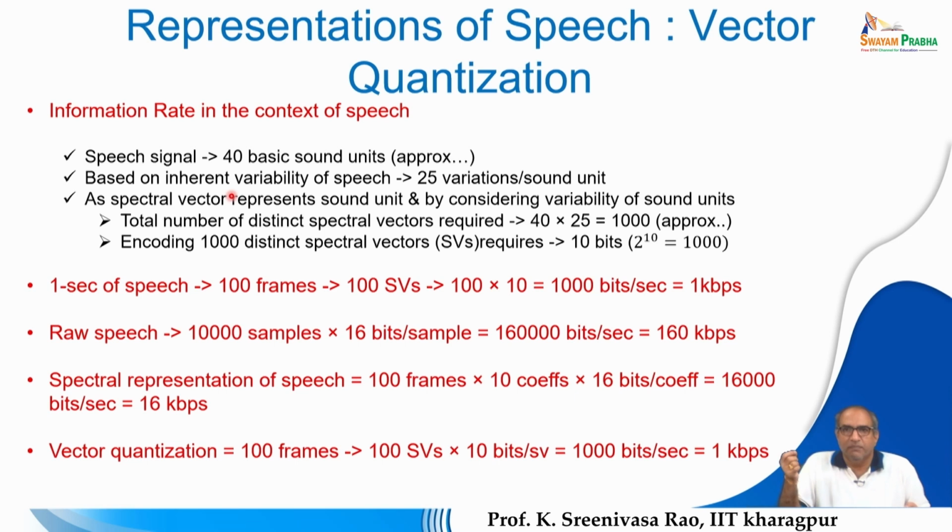So, therefore, instead of representing each sound unit with a fixed spectral vector, to accommodate the variation, suppose you accommodate around 25 variations for every sound unit, based on the inherent variability of speech. The actual sound unit is only one, but it has variability, because of the speaker variability, the vocal tract dimensions, the gender, the age, and the background environment. There are several factors that influence that, so there will be inherent variability of speech.